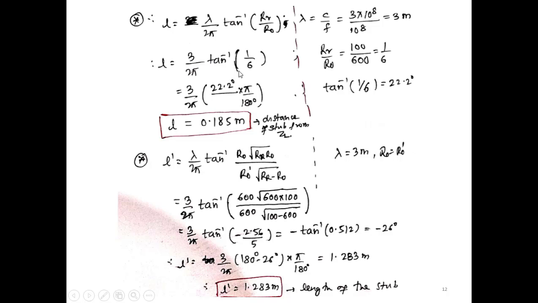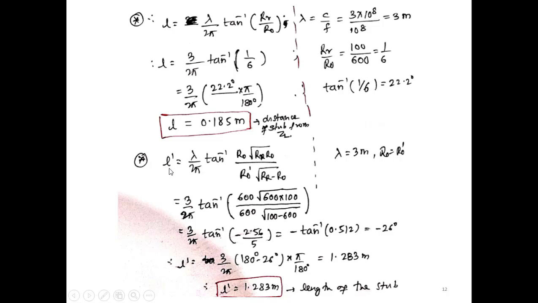The angle tan inverse of 1 by 6 is equal to 22.2 degree. This you have to convert to radian, therefore you multiply by pi by 180 degree here. Therefore, this L is equal to 0.185 meter, the distance of the stub from the load impedance ZL.